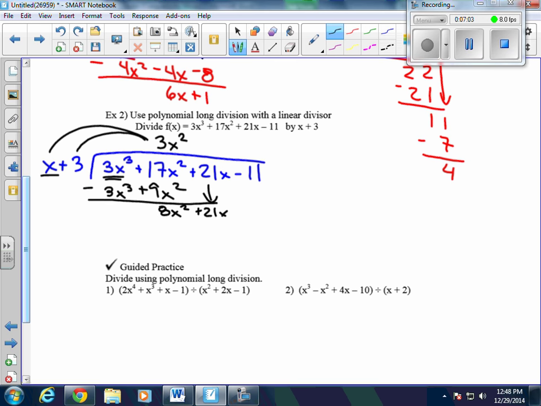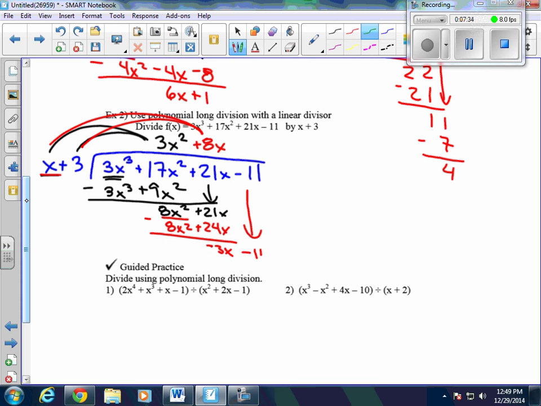So again, we have to figure out what times x gives me 8x squared. Well, that one's going to be 8x. So now, again, we do the distributive property. 8x times x is 8x squared plus 24x. Again, we subtract them. Gone. And we get negative 3x. Bring down the negative 11.